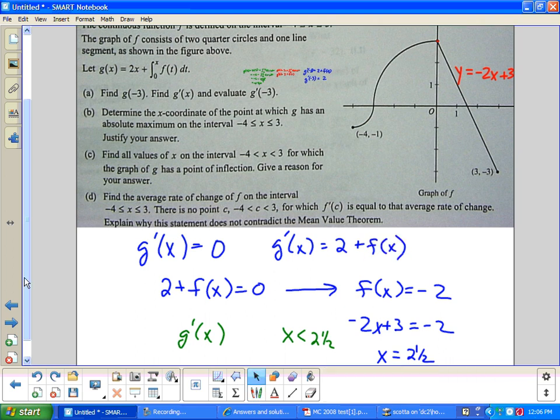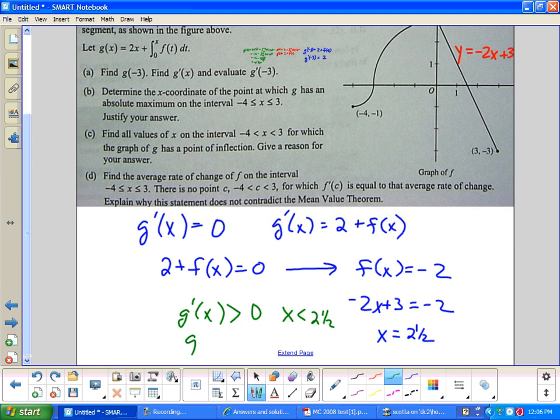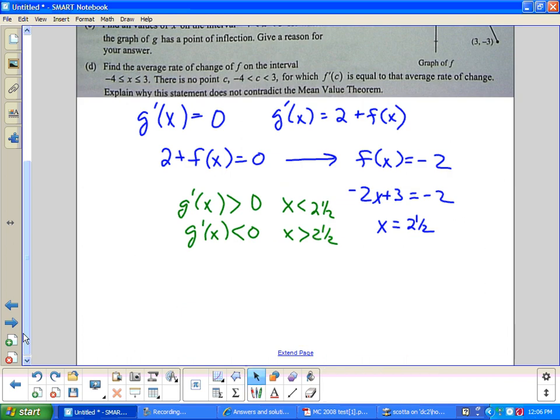So when I look less than 2.5, g prime is actually going to be positive, right? And it should be, so good. That makes sense. And then g prime of x is less than 0 when x is greater than 2.5. Now we have to explain this, and maybe we should bound this both ways.